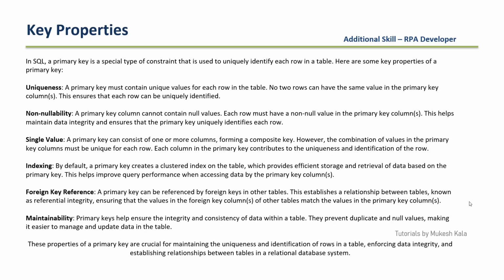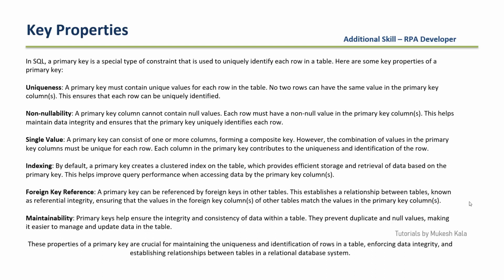Indexing. By default, a primary key creates a clustered index on the table. Index we have not discussed, but you just need to remember that by default the primary key creates the clustered index, which means efficient storage and retrieval of the data based on the primary key. Meaning that whenever you are writing any query, let's say a select statement, because you have already created a primary key, that would create a clustered index, so your fetching would be faster and more efficient, because you have indexing which is already defined by the primary key.